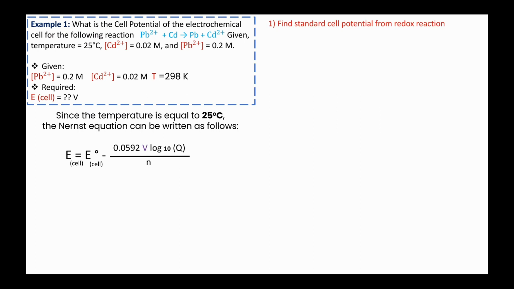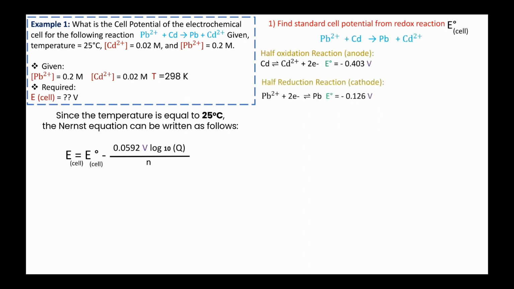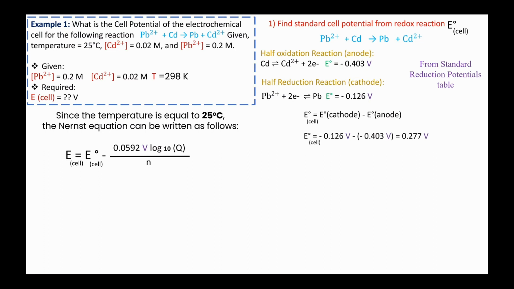First step, find the standard cell potential E naught cell. So we first determine the oxidation and reduction reactions from the given redox reaction. And the E naught for both the oxidation and reduction reactions comes from the standard reduction potential table. So now E naught cell will be 0.277 volt, and n is equal to 2. As we can see, there are 2 electrons in both reactions, in the oxidation and reduction reactions.